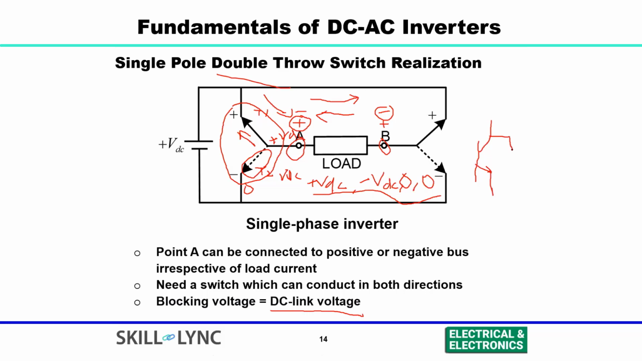So this is the IGBT circuit we have. When you turn on the switch, the current flows in this direction. When this diode is forward biased, the current flows in this direction. So it can allow current in both directions. Okay, so these are the requirements.